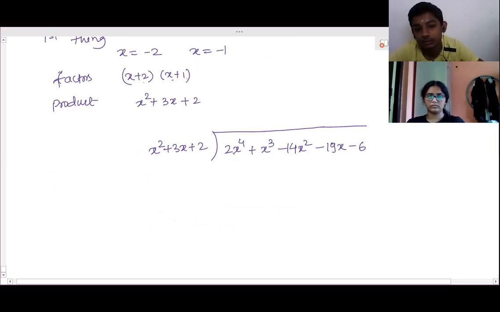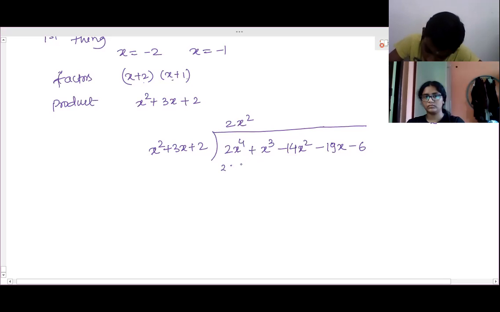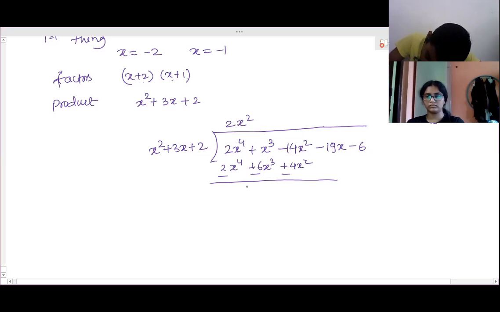Good. So here, the first value is 2x to the power 4 by x square. You have to do 2x to the power 4 by x square, that is equal to 2x square. So the quotient will be 2x square. 2x square into x square is 2x to the power 4. 2x square into 3x is 6x cube. 2x square into 2 is 4x square. Subtract. While subtracting, all the signs of the second polynomial will change.